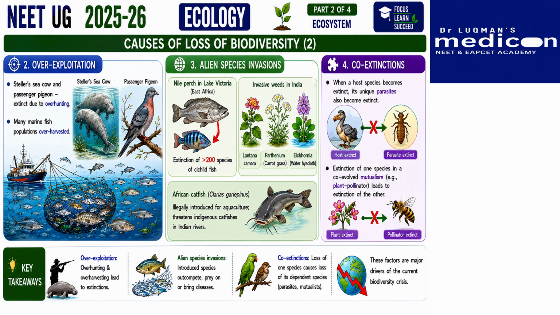Now comes the co-extinctions. When a host species becomes extinct, its unique parasites also become extinct. For example, the host extinction of species in a co-evolved mutualism, like a plant and pollinator, leads to extinction of the other. Okay, so this is called co-extinctions.